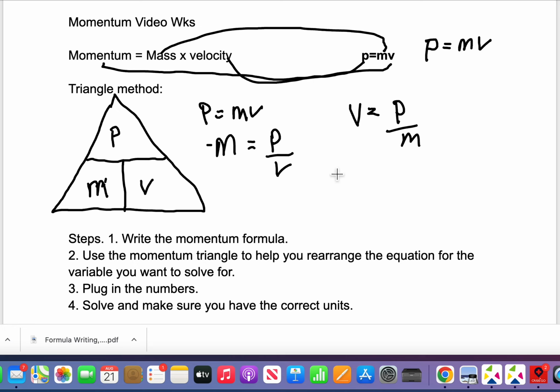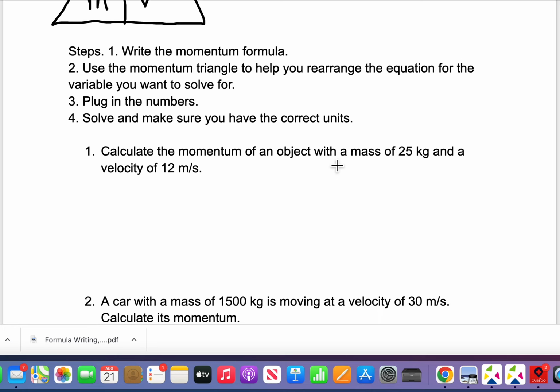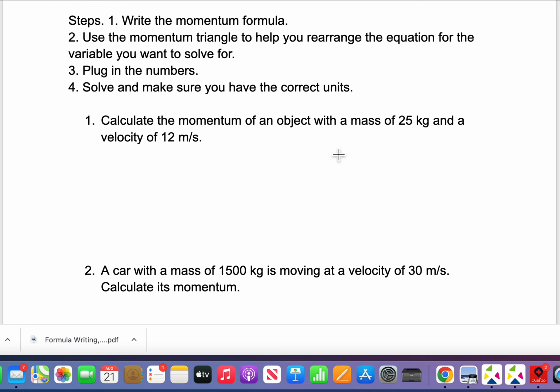Okay? So I have some steps here that I'm going to go through when I do these problems. I'll show you on problem number 1 here. It says calculate the momentum of an object with a mass of 25 kilograms and a velocity of 12 meters per second. The first thing is you write the momentum formula, which is P equals mv. So momentum equals mass times velocity. What are we looking for? It says calculate the momentum, so we're looking for P. Our equation is okay, so we don't really need to use the momentum triangle.